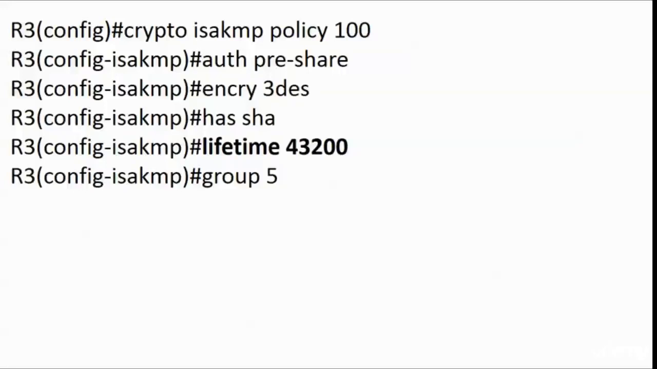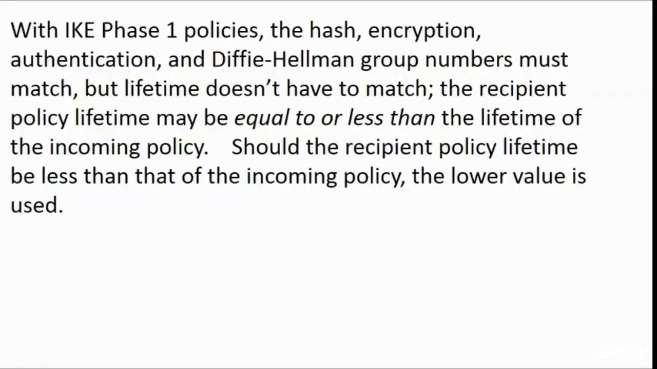So I'm hammering you over the head with this for a reason, and here's why. With IKE Phase 1 policies, the hash, the encryption, the authentication, the Diffie-Hellman group number, they have to match. They have to be an exact match. But lifetime does not have to match. What it has to do, though, is this. The recipient policy lifetime may be equal to or less than the lifetime of the incoming policy. And should the recipient policy lifetime be less than that of the incoming policy, the lower value is used.